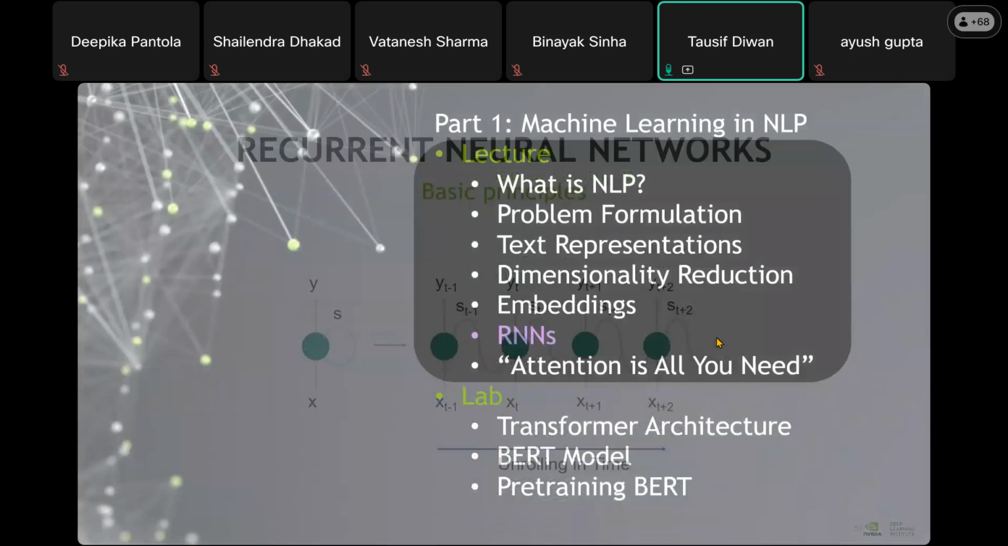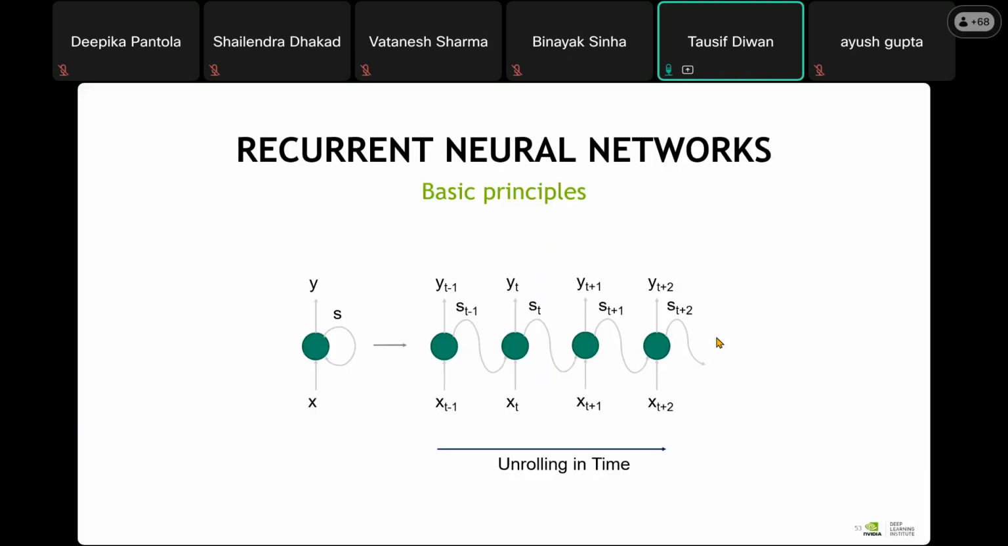RNN is basically used for processing sequence models, where some timestamps are involved. This is the input at timestamp t minus 1, then this is the input at timestamp t, this is the input at timestamp t plus 1, like this. Okay. So this is the schematic of an RNN cell, and this is the schematic of the RNN cell in unrolled fashion. Then it generates output, and the state is passed to the next cell.